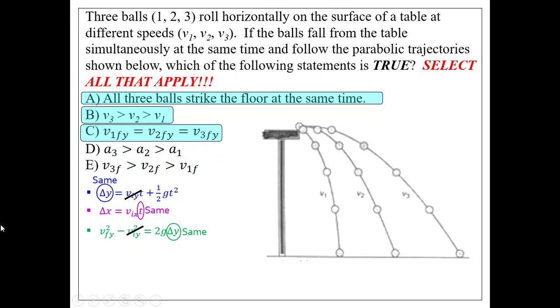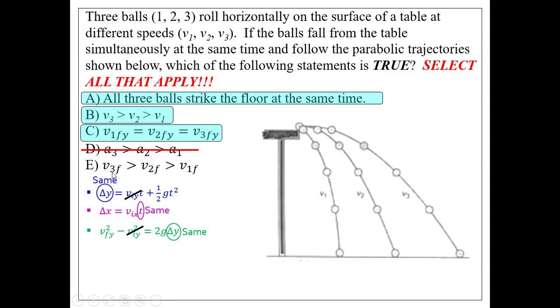Okay. Choice D. It says a3 is greater than a1, which is greater than a3 is greater than a2, which is greater than a1. That's hella whack. The acceleration for any object in flight is just acceleration due to gravity, so that's just stupid, okay? Don't fall for traps like that. E. It says here v3f is greater than v2f, which is greater than v1f. So here it's looking at the actual vector itself, right? v3f is made up of v3fx and v3fy. Likewise, this is the actual vector, not the component, so make sure you read statements correctly.